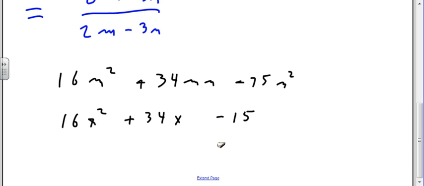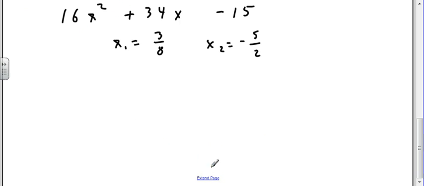So if I take my calculator and I put it to polynomial solver, which is second function, the cosine key, and I hit the 1 button, which is the second order guy, and I say 16, and my b is 34, and I got minus 15 for my c, and I tell it to solve it, I see that I have an x1 that is 3 over 8, and I look for x2, and I see that I have an x2 that is minus 5 over 2. Okay, so what does that mean?